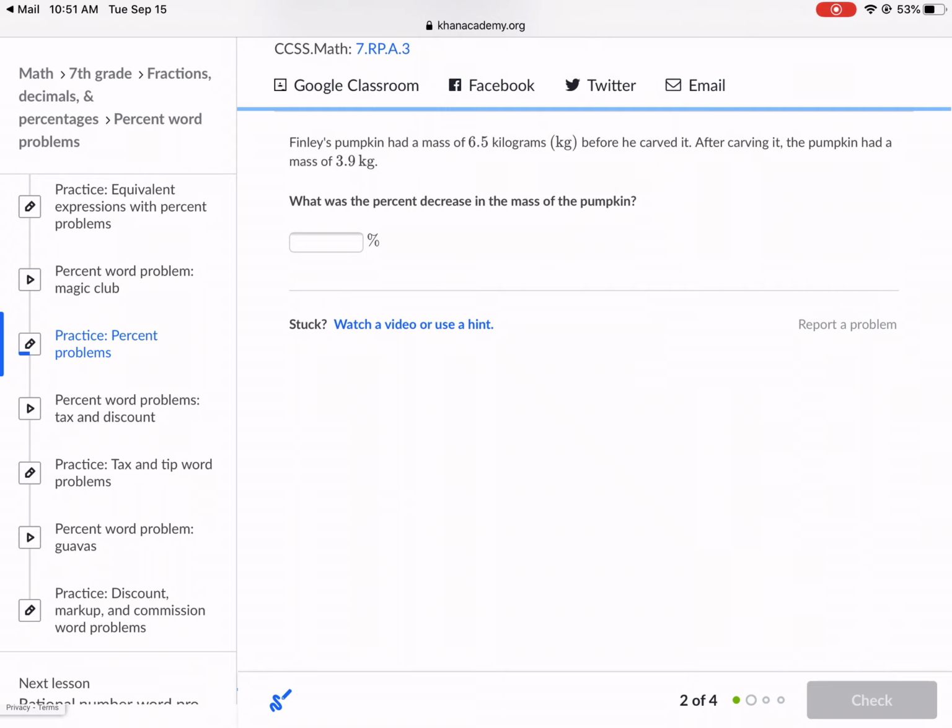Sorry about that. I gave you kind of a preview of what you're going to do with some of these other problems. Finley's pumpkin had a mass of 6.5 kilograms before he carved it. So that's the original amount. After carving it, the pumpkin had a mass of 3.9. What was the percent decrease in the mass of the pumpkin?